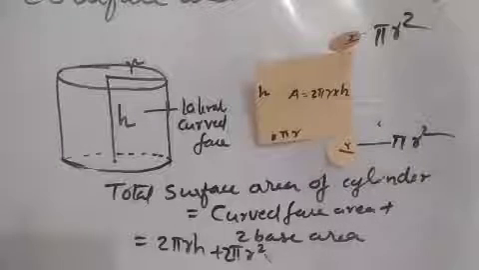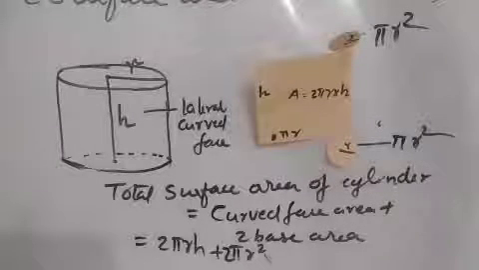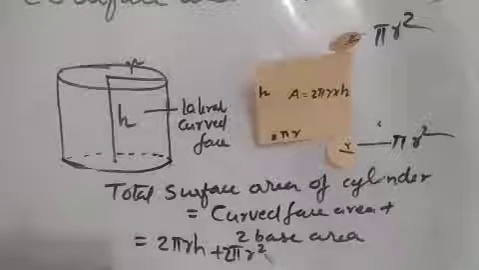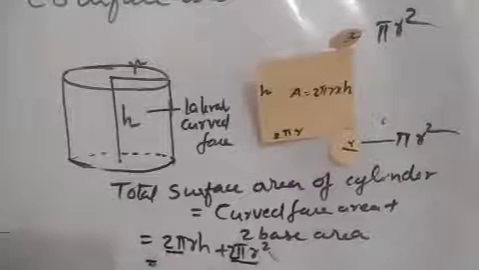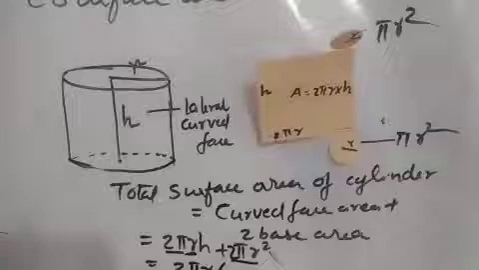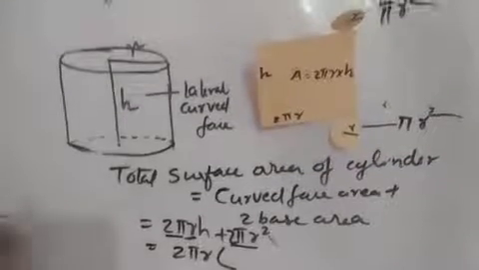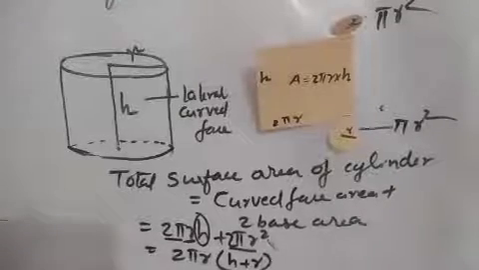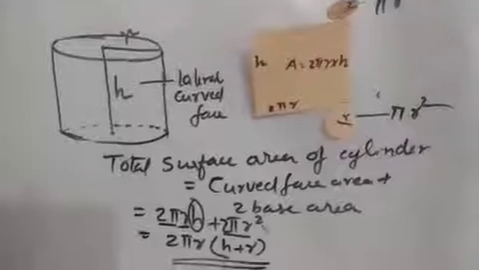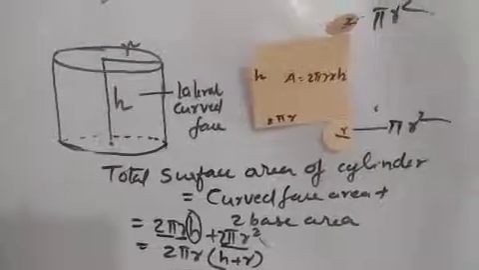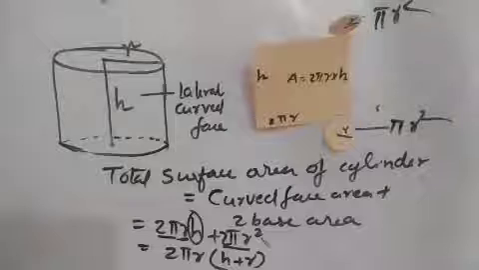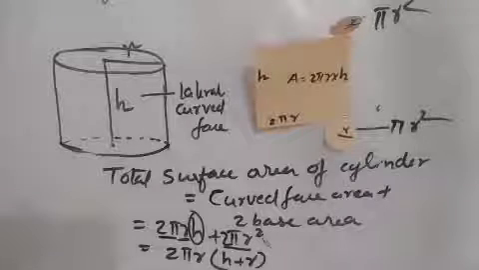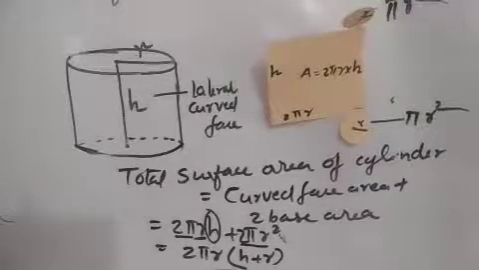Curved surface area is 2 pi r h. Base area is pi r square. So there are 2 base areas, so 2 pi r square. Can you simplify this? Yes, we can take the common factor 2 pi r. So 2 pi r into, can you say what is inside the bracket? h and 1 r. r plus h. So learn this formula by heart to solve the problems. 2 pi r into r plus h. Or you should know that 2 pi r h plus 2 pi r square is the total surface area of a cylinder. Understood?